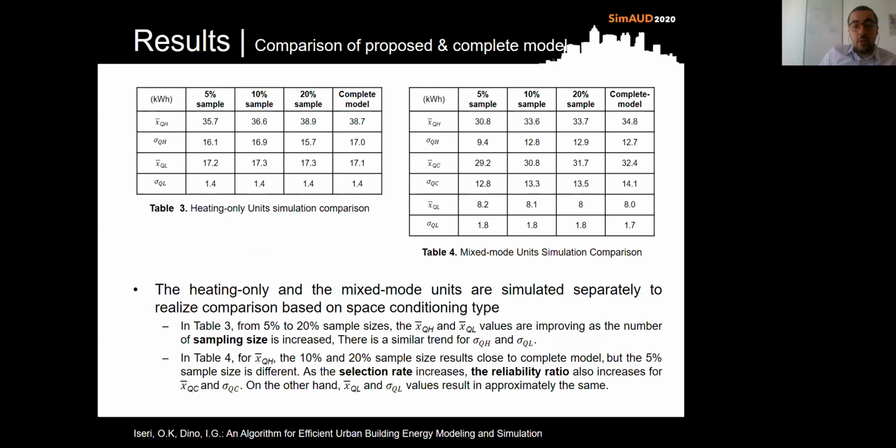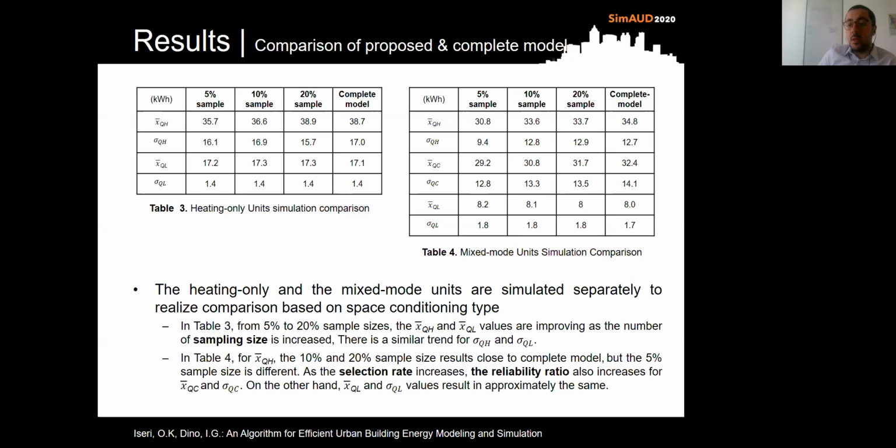And Table 3 explains the heating only unit simulation comparison, which consists of just heating and lighting. And you can see as the sample size increases, the reliability and the accuracy of the results increase, for both lighting and heating objectives. For the mixed mode, we added extra cooling demand, and the same scenario happens here.